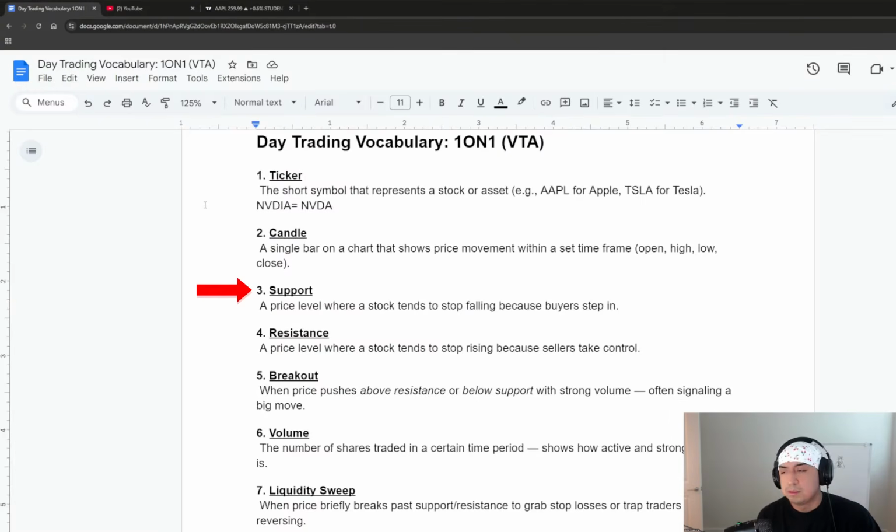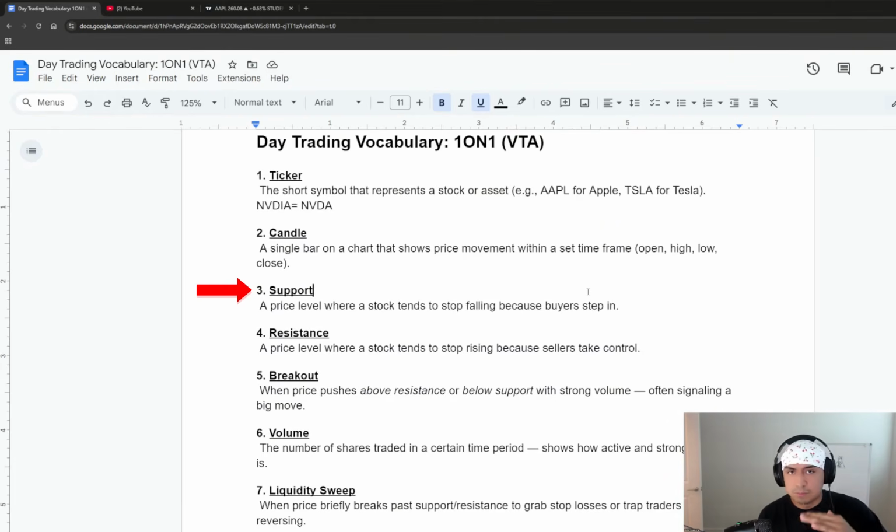So now number 3, support: a price level where a stock tends to stop falling because buyers stepped in. Support just means it's a level or a line where you can draw where you see nothing but a bounce or it keeps on rejecting. To keep in mind, it's a price level where a stock tends to stop falling because buyers stepped in. So that's just saying that when the market was falling and falling and falling, if it stopped falling, did they start holding the price?